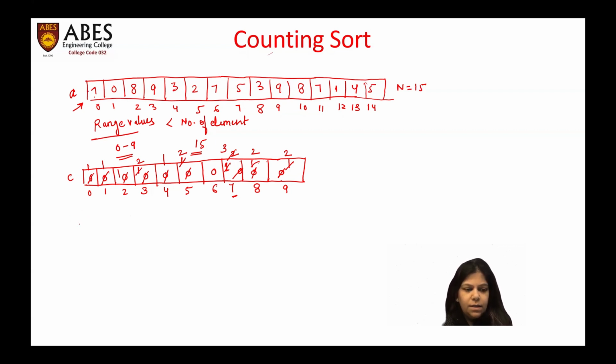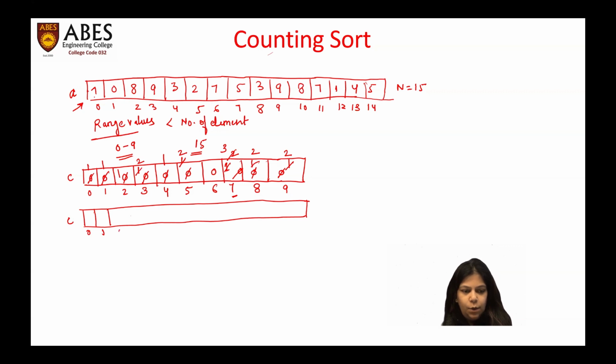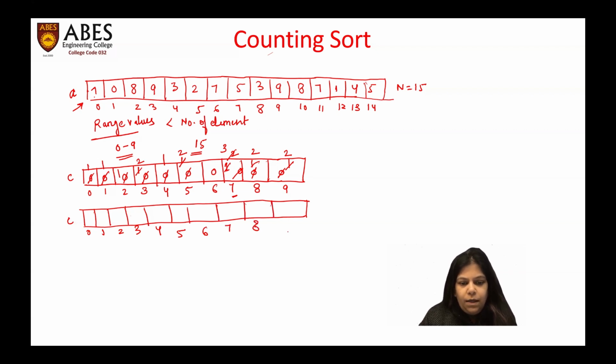Now, let us reconstruct this counting array so as to store the cumulative frequency. So let me just reconstruct this array, and the elements will be stored at the indexes 0, 1, 2, 3, 4, 5, 6, 7, 8, and 9. So the number of elements which are less than or equal to 0 are 1. Number of elements less than or equal to 1 are 2. Number of elements less than or equal to 2 are 3. Number of elements less than or equal to 3 are 5. Number of elements less than or equal to 4 are 6. And in this way, we have to reconstruct this counting array.